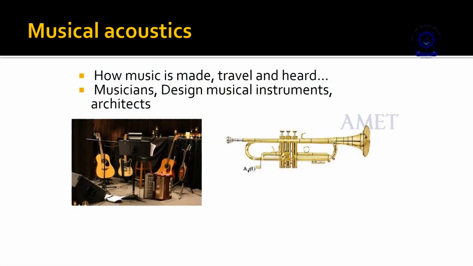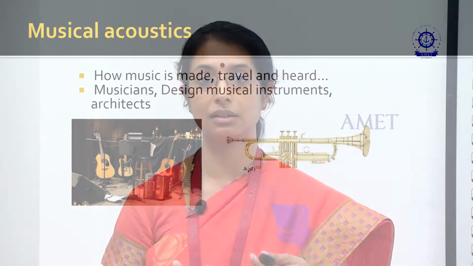Musical acoustics. This is a study where we use acoustics to design musical instruments to give various qualities of sound, the various kinds of music you get, the various rhythms, the timbre of the sound, etc. These have been manipulated and designed to suit the different kinds of music we require for entertainment.